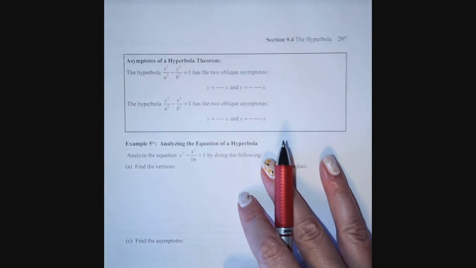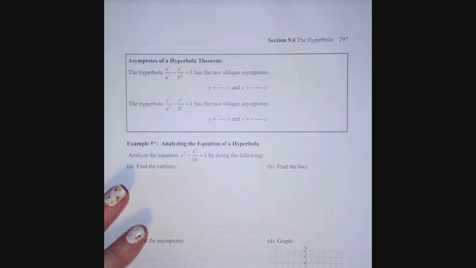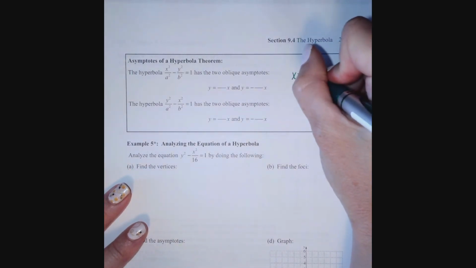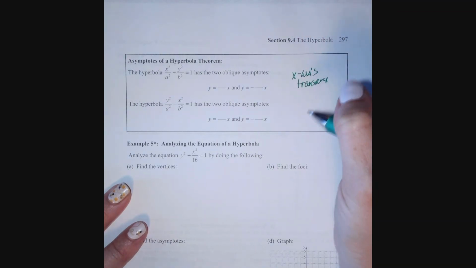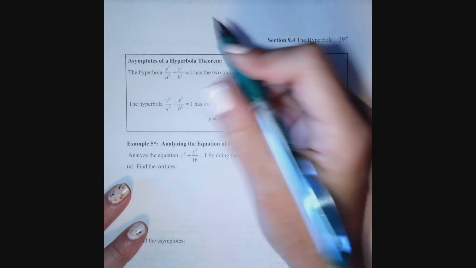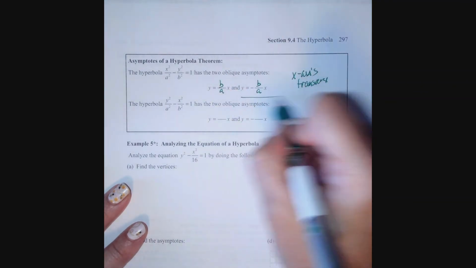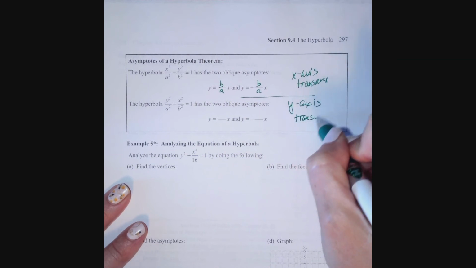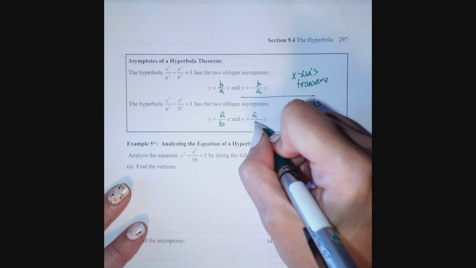Now we are going to be asked for the equations of the oblique asymptotes. So those equations are going to be as follows. If my x-axis is transverse, the equations are plus and minus b over a. If, however, my y-axis is transverse, my equations are plus and minus a over b.